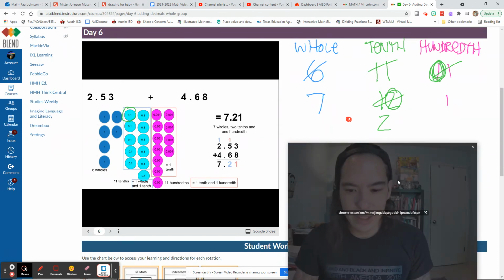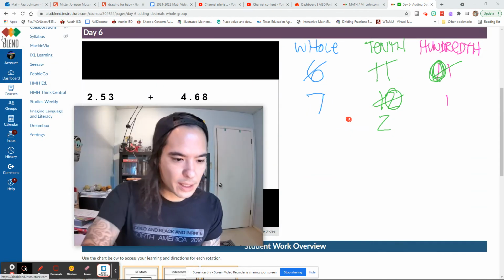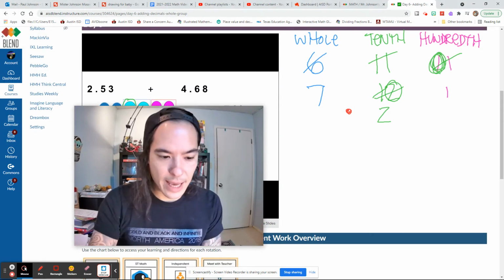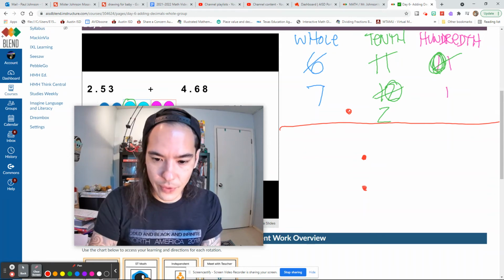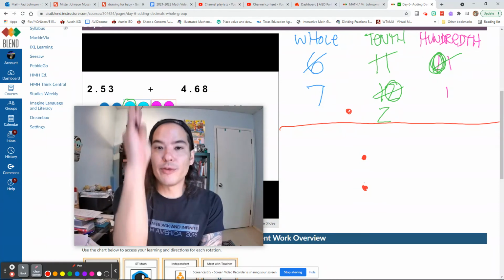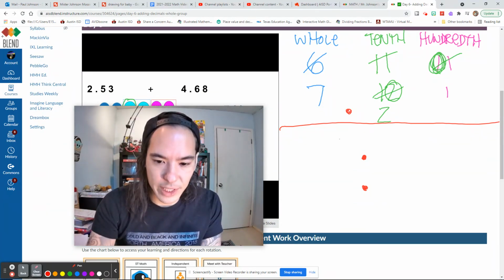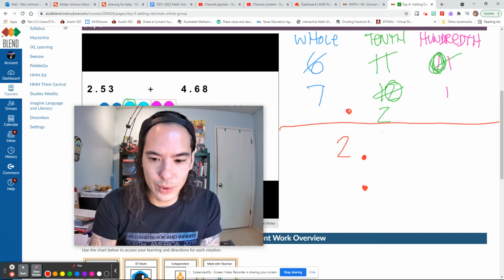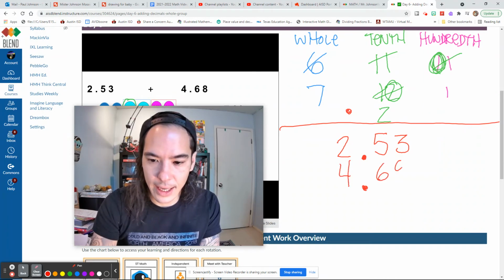All right, and like I said, the easiest way to do this is just remember, first thing, stack your decimal points. So we have 2 numbers, so we're going to have 2 decimal points. Let me just show you right there. So stack the decimal points, perfect line, put them in line. Stack them vertically, and then fill in the place values. So we have 2 and 53 hundredths. Over here we have 4 and 68 hundredths.